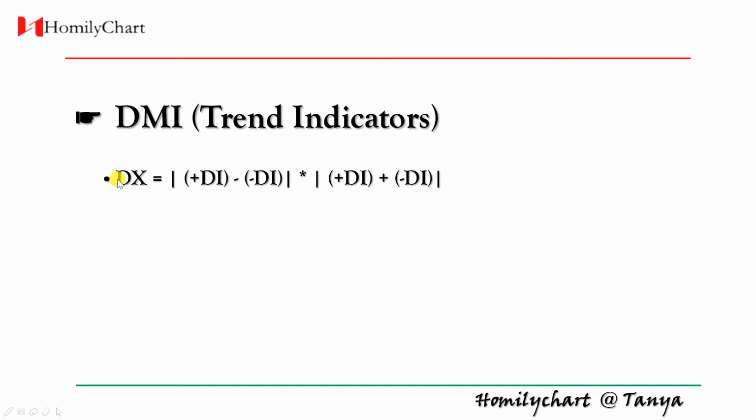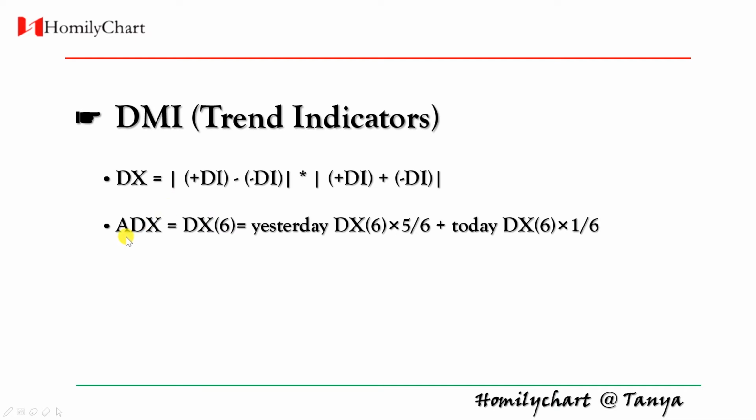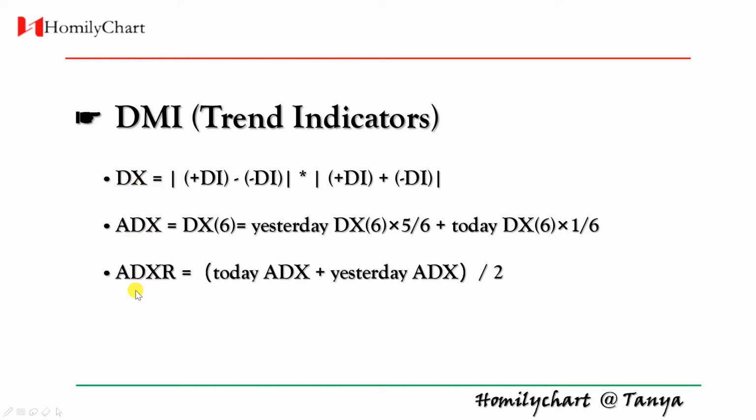After that, we need to calculate DX. DX equals plus DI minus minus DI, divided by plus DI plus minus DI, times 100. This is DX. Then we calculate ADX. ADX is the 6 days moving average of DX. After we calculate ADX, then we calculate ADXR. ADXR is today's ADX plus yesterday's ADX, then divided by 2.